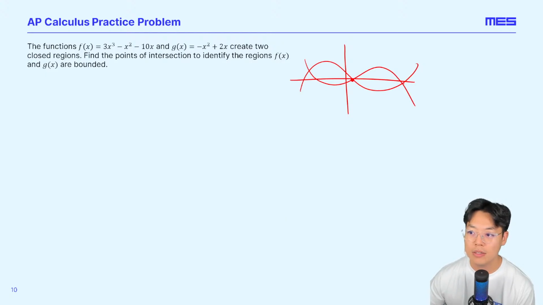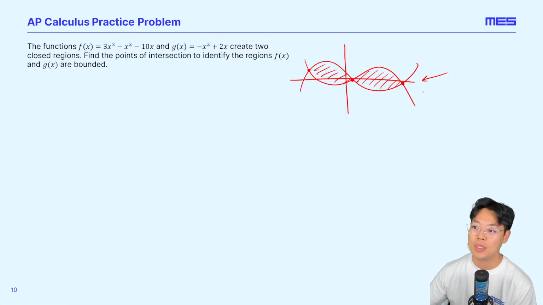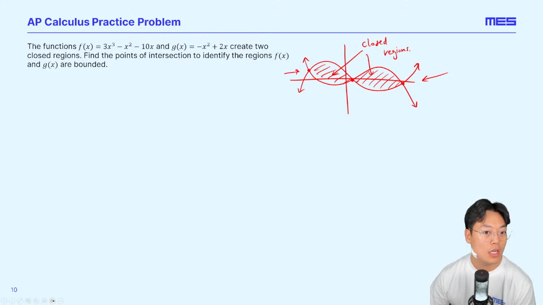We meet here, here, and here, and this is one closed region, and this is another closed region. This region right here is open because it doesn't close back up. This goes up, this goes down, an open region. These are what we call closed regions, just like this. So we want to find the points of intersection.